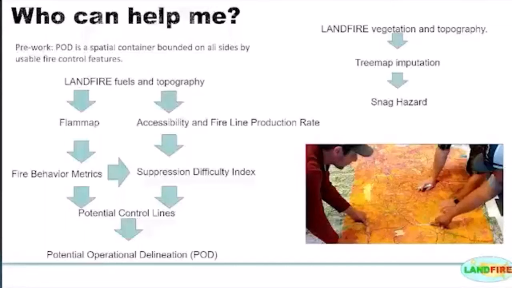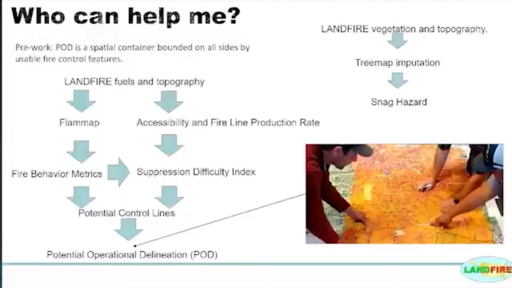But, you know, we feed into all of these products and the suppression difficulty index and the determination of those potential control lines. And obviously before that final decision is made, you have the stakeholder input. But again, we have that foundational data. And then recently I learned that this new snag hazard map that's available goes back through LANDFIRE data, because the tree map that basically has mapped FIA, the forest inventory and analysis plots across the United States, used LANDFIRE in their imputation of that data set. So you can find it if you look.